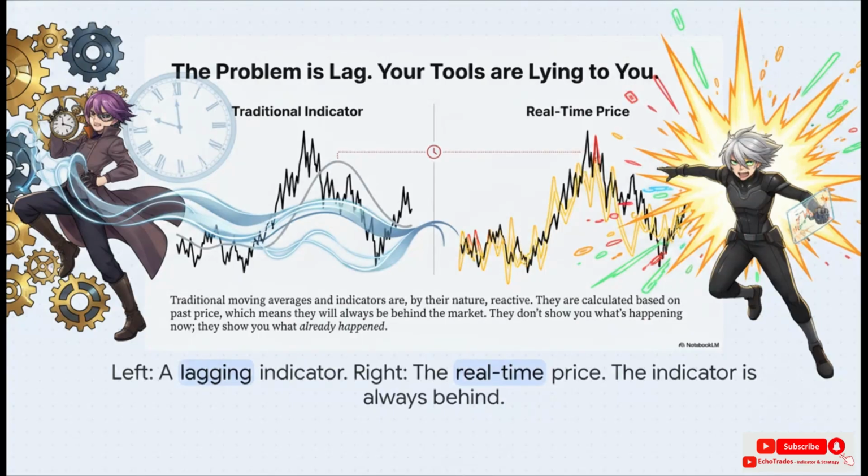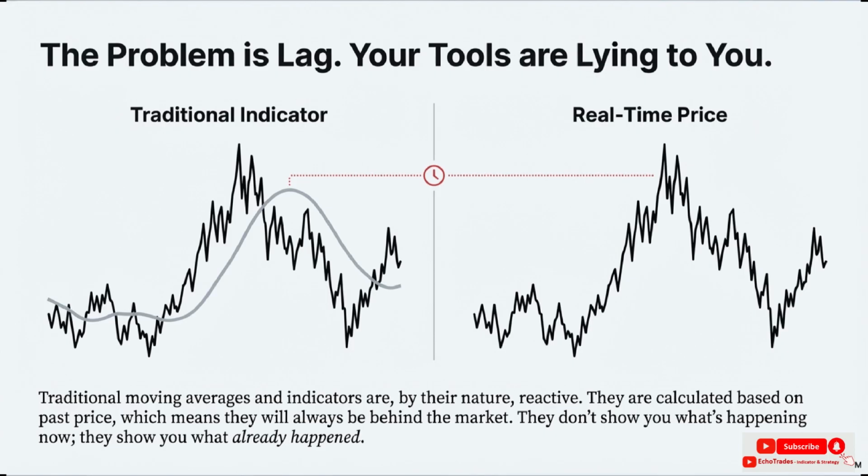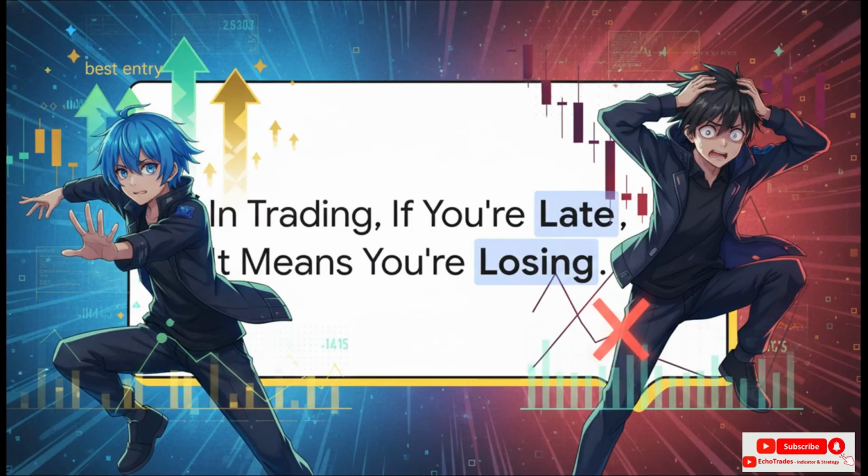Now, this slide is a fantastic way to see what I'm talking about. On the right, you've got the pure, messy, real-time price action. And on the left, you see how a typical indicator tries to smooth all that chaos out. But look what happens. In that process, it falls behind. It's showing you what already happened, not what's happening now.